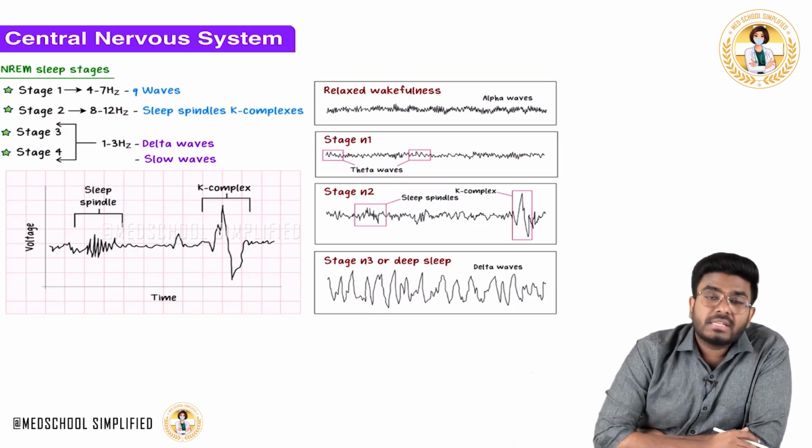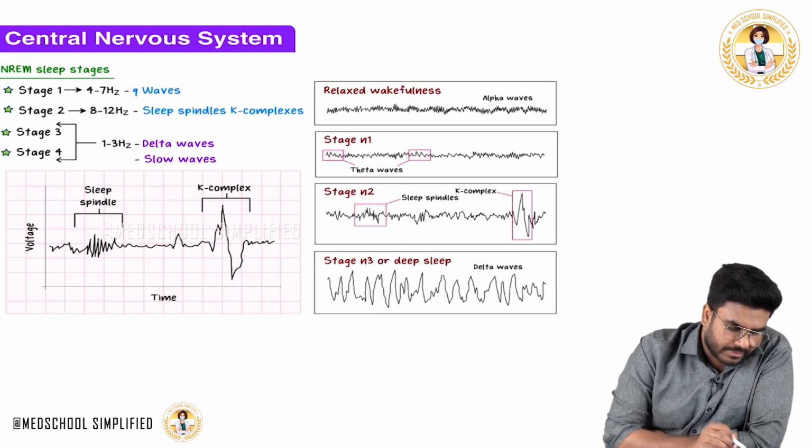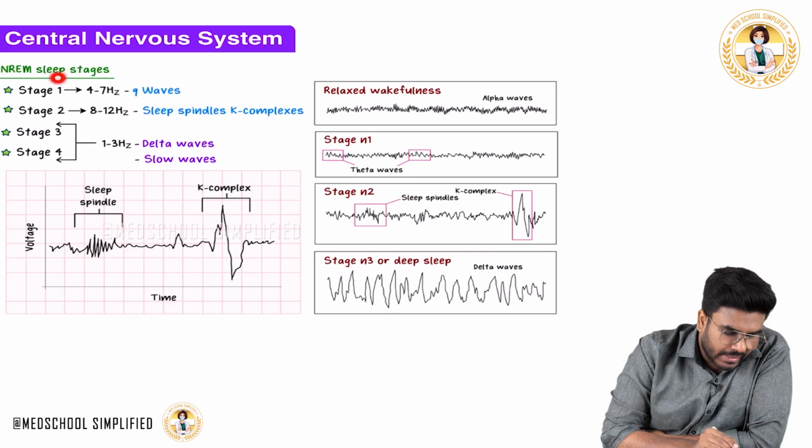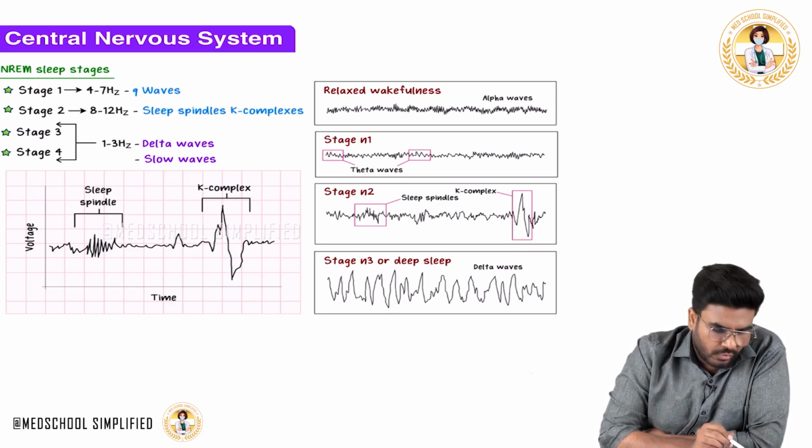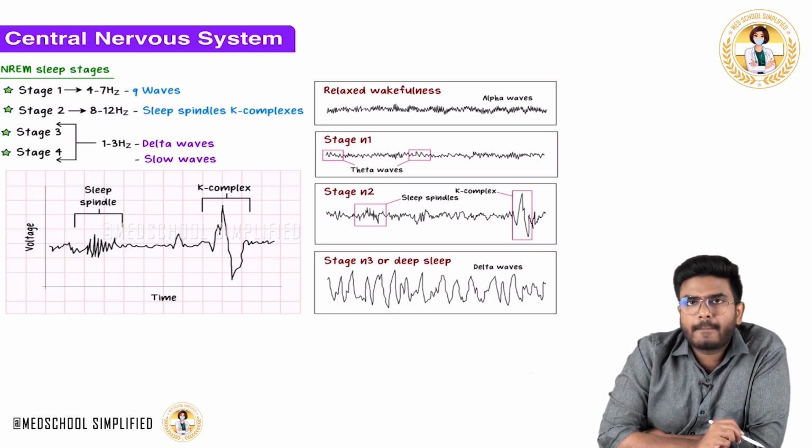Now let's begin our topic with NREM sleep stages. We have already discussed that NREM is divided into stage 1, stage 2, stage 3 and stage 4. So in NREM stage 1, which waves are seen? See, NREM stage 1 is definitely a light sleep.